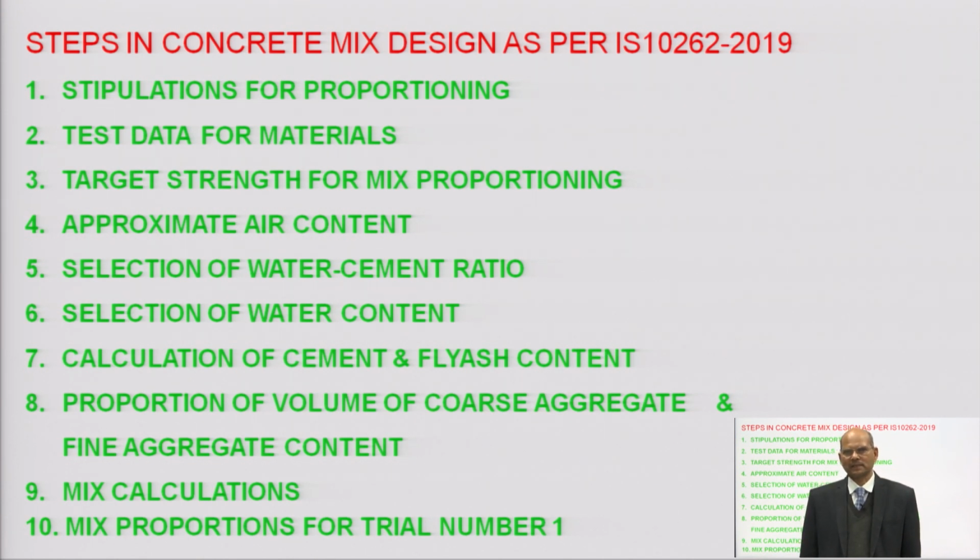And we have to collect the material from the site to the laboratory, then go for the tests. Different types of tests will be performed, then you have to calculate the mean target strength, approximate air content, selection of water cement ratio, selection of water content, calculation of cement and fly ash content, proportion of volume of coarse aggregate and fine aggregate, mix calculations and mix proportioning for trial number 1. These are the steps we have to follow. In this 25 minute lecture we will complete the whole design.